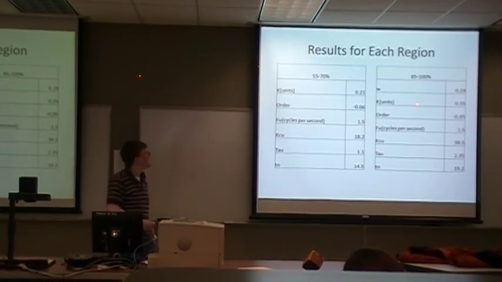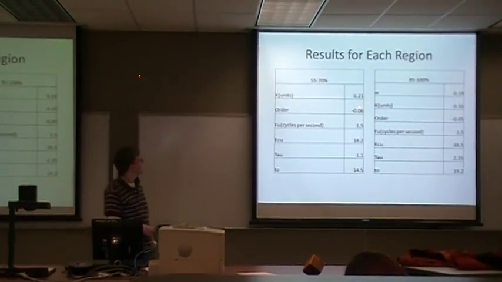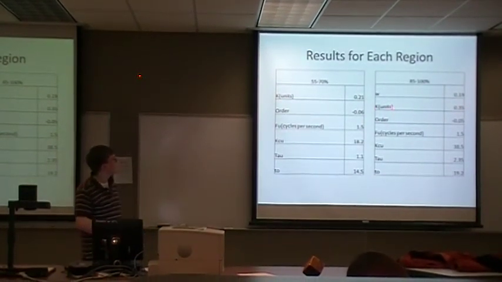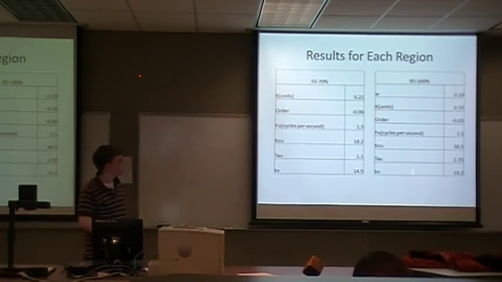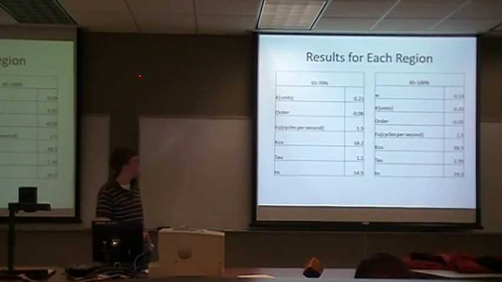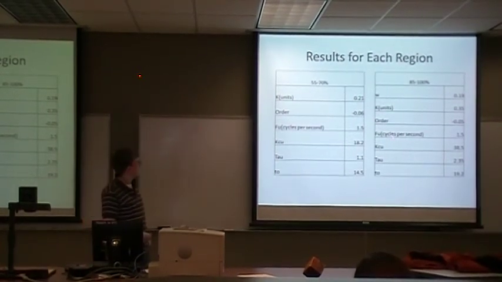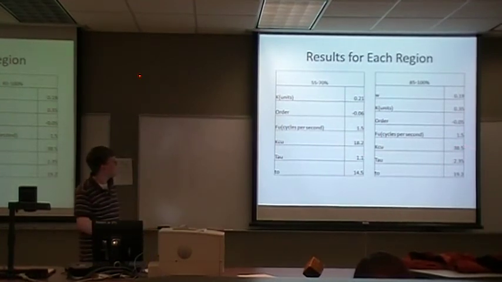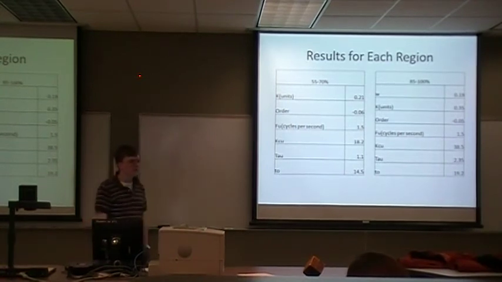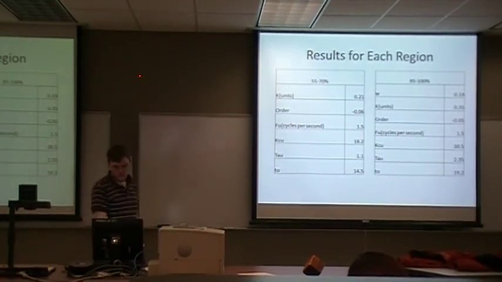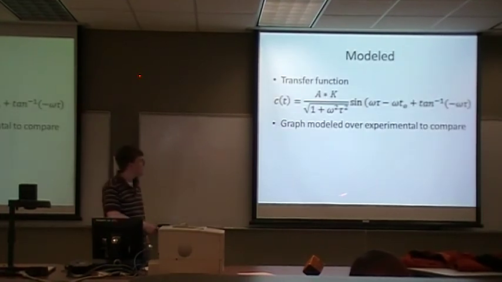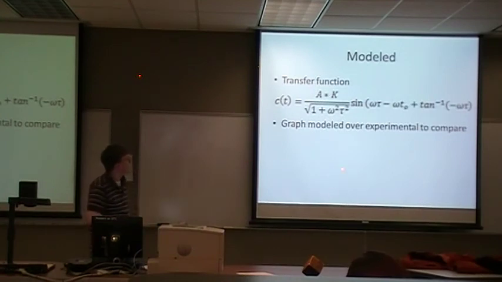For my region, omega was 0.19. K was 0.35 percent per centimeters H2O. Order was -0.05. FU was 1.5 for mine. KCU was 38.5. Tau was 2.35 seconds. And T naught was 19.2 seconds. Our point A, which Garrett will explain later: our tau and T naught turned out to be way higher than they should have been for Daniel's and mine.